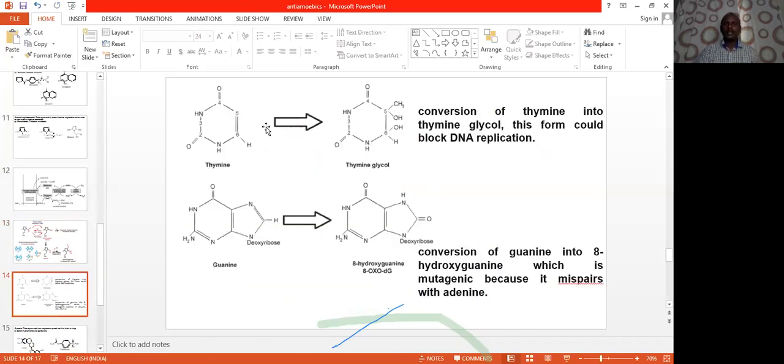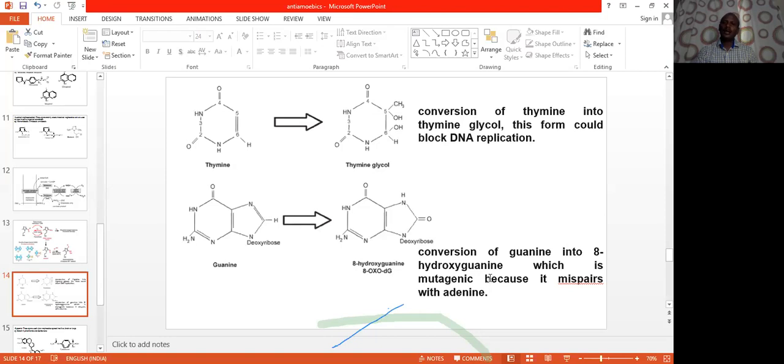Okay, how do they damage the DNA? So here you can see this is thymine. Thymine is converted into thymine glycol, or this is guanine. Guanine is converted into, here you can see, hydroxyguanine. And these can block the replication. These are false metabolites. Thymine is the actual metabolite, and this is an actual metabolite. These are all false metabolites. These metabolites can stop the DNA.